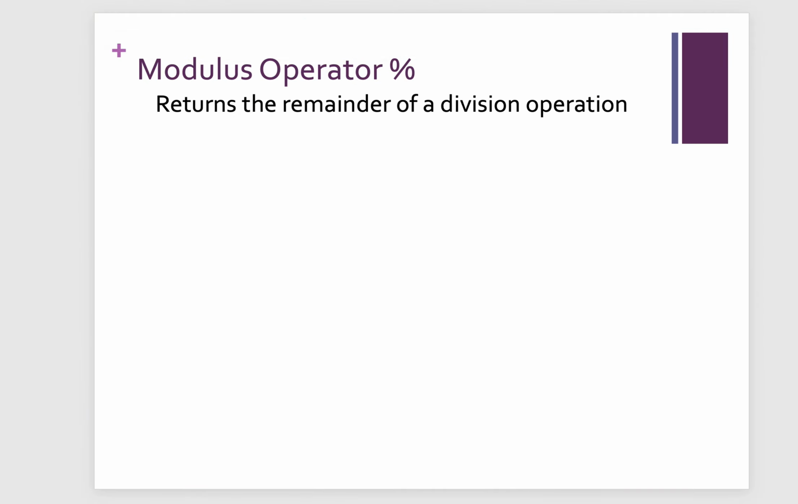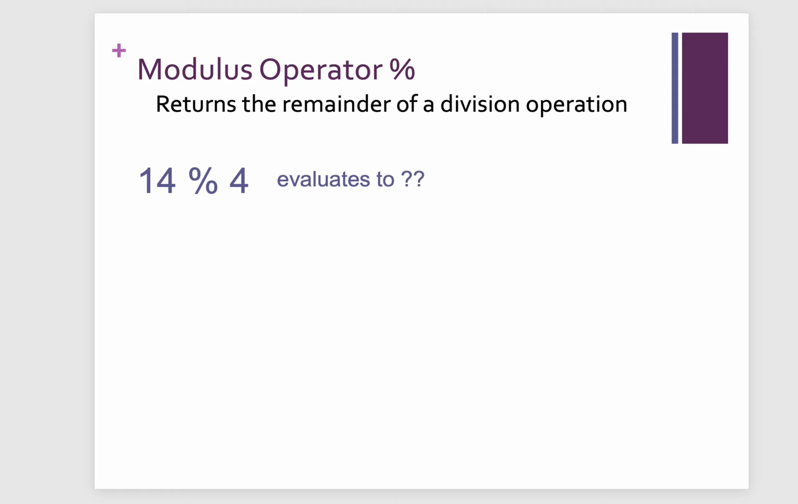The modulus operator returns the remainder of a division problem. So let's say we have 14 mod 4. This little percent sign is modulus, and we often say mod instead of modulus. What does that evaluate to?